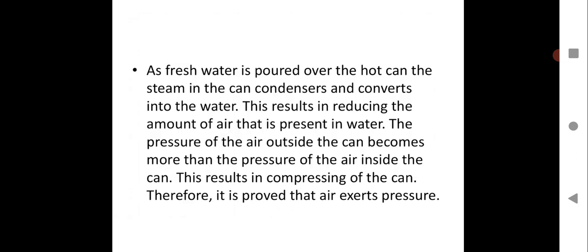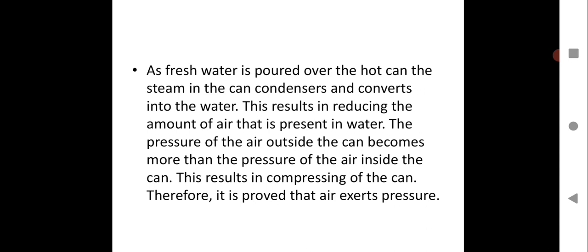How? Let us see. As fresh water is poured over the hot can, the steam in the can condenses and converts into water. This results in reducing the amount of air that is present in the can. The pressure of the air outside the can becomes more than the pressure of the air inside the can. This results in compressing of the can. So due to the difference in the pressure inside the can and outside the can, the can will get distorted. This proves that air exerts pressure.